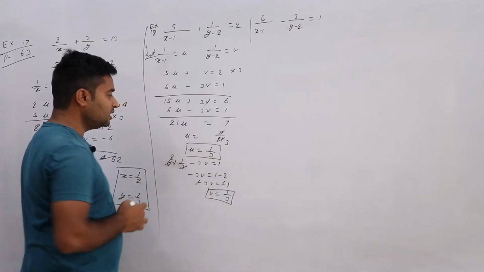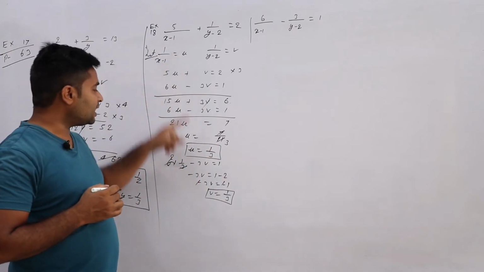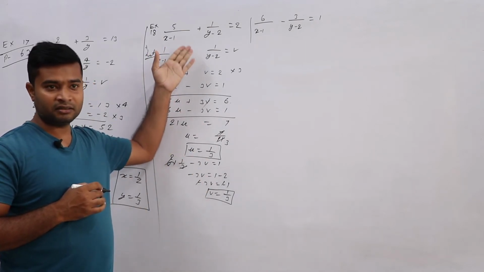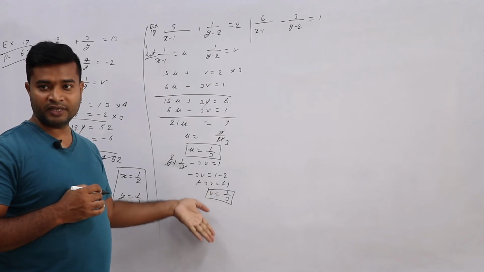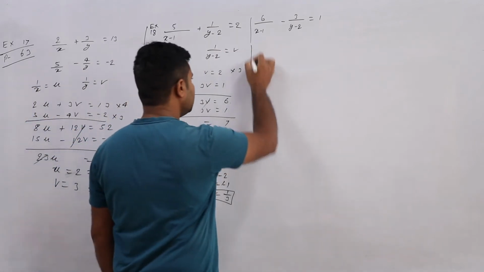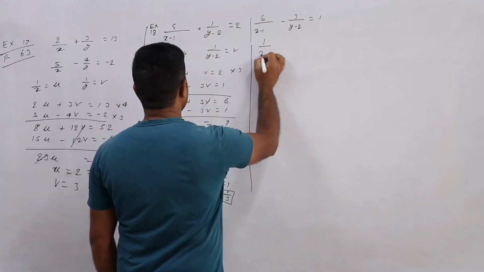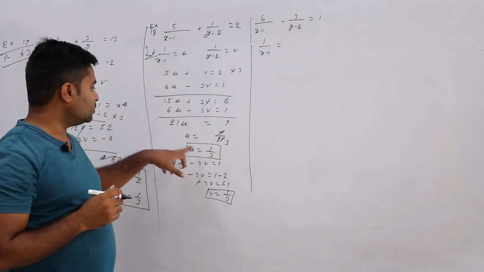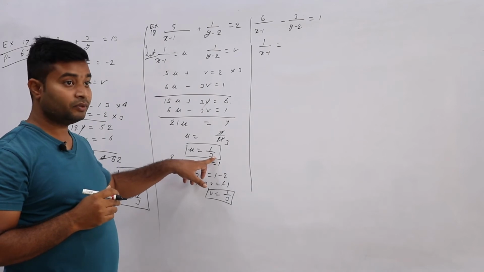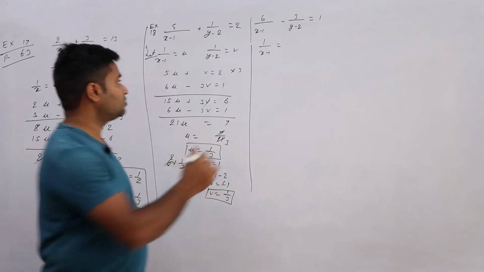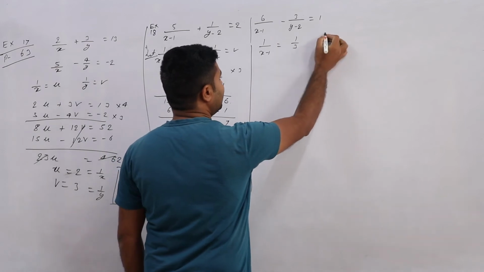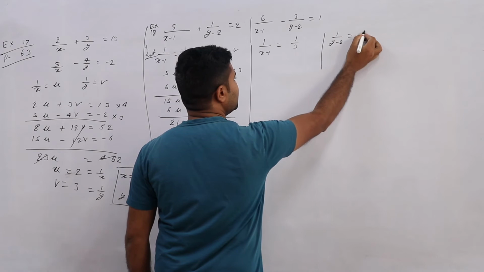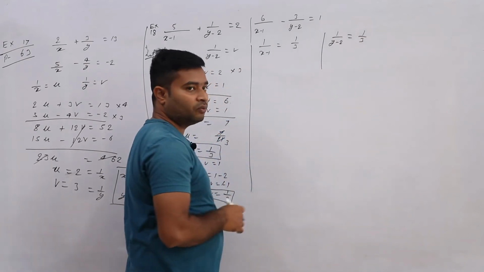But the question doesn't ask the value of u and v. The question asks the value of x and y. So 1 by x minus 1 is equal to u. So u is equal to 1 by 3. And 1 by y minus 2 is equal to v. V is also equal to 1 by 3.